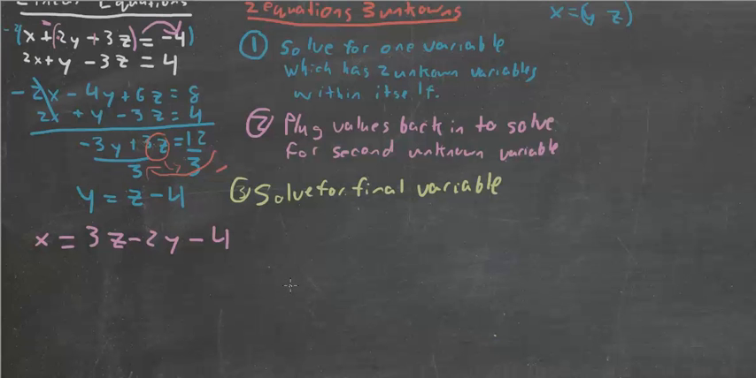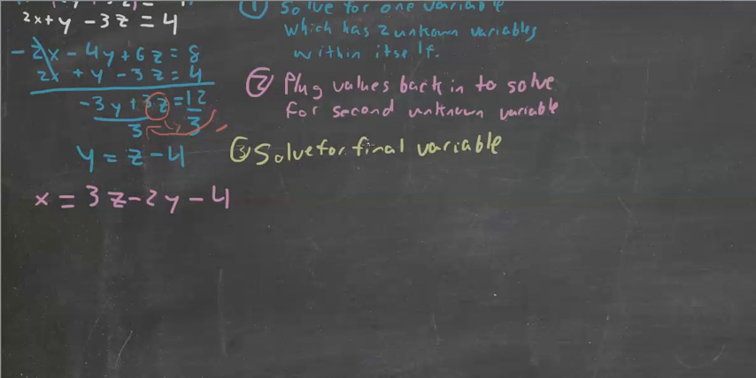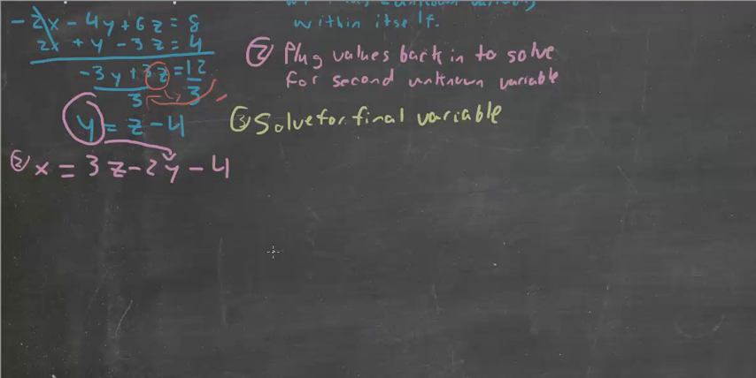Now what do we want to do? We want to solve for the final variable, but first we plug those variables back in. This is step 2. What do we get when we plug in y? We get x equals 3z minus 2 times (z minus 4), and then minus 4. I'm going to keep this in the old color so you can visualize it better.